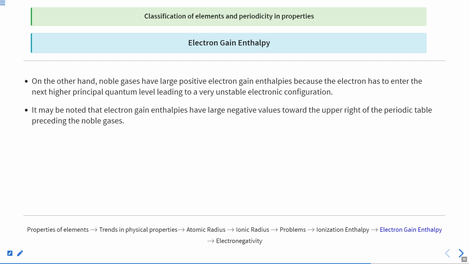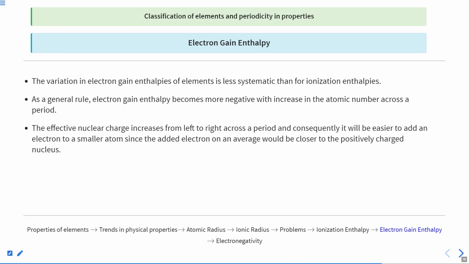Clear? Now it may be noted that electron gain enthalpy has larger negative values toward the upper right of the periodic table, preceding the noble gas. As we move from left to right, the electron gain enthalpy value decreases because upon addition of an electron, it becomes closer to the noble gas configuration. So what about the variation in electron gain enthalpy? As compared to ionization enthalpy, it is less systematic.